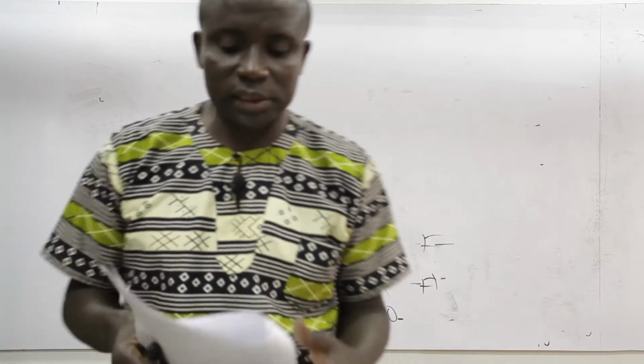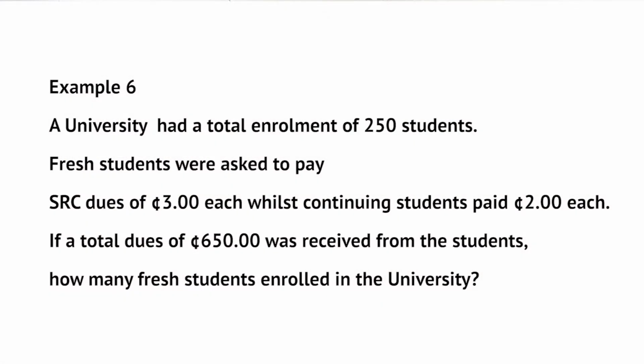So example 6. A university has a total enrollment of 250 students. Fresh students were asked to pay SRC dues of 3 cedis each, whilst continuing students paid 2 cedis each. If a total dues of 650 was received from the students, how many fresh students were enrolled? Both fresh and continuing students. The university had a total enrollment of 250 students.